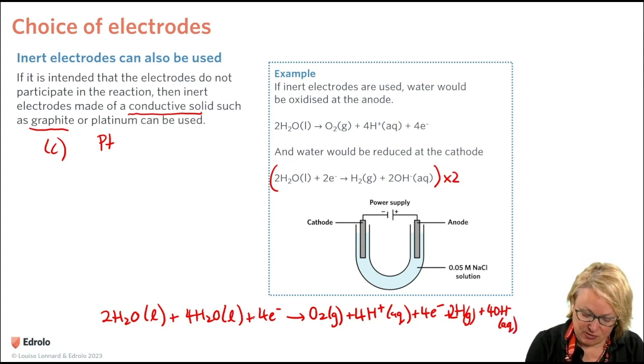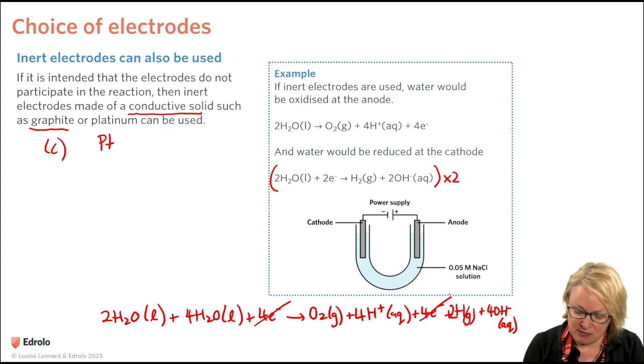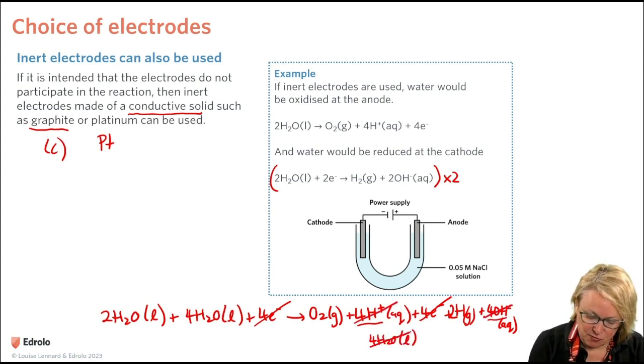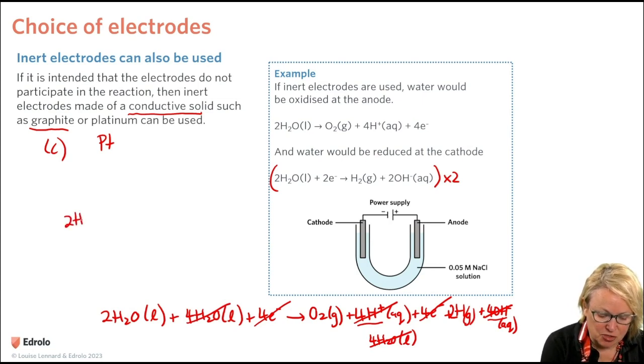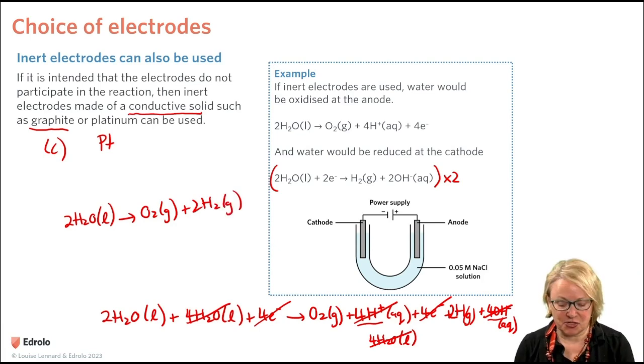Then we would cancel out the electrons. We would simplify. The 4H+ would react with 4OH- to produce 4 waters, and then those 4 waters will cancel out, and we'll end up with an overall equation of 2 waters react to produce oxygen gas and hydrogen gas in our solution.